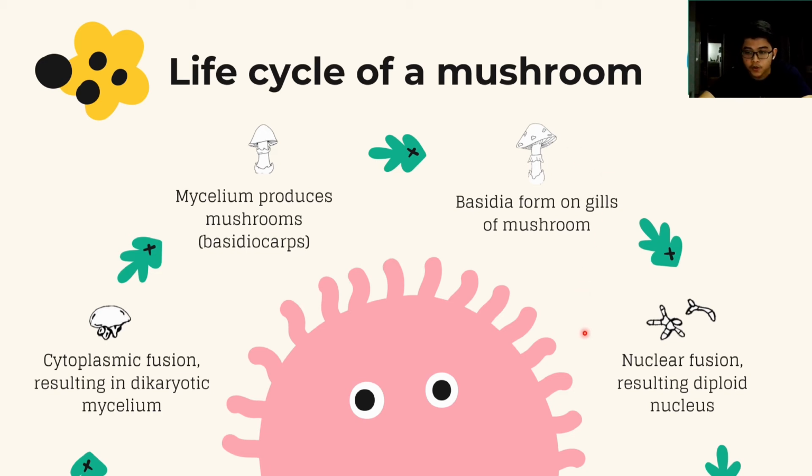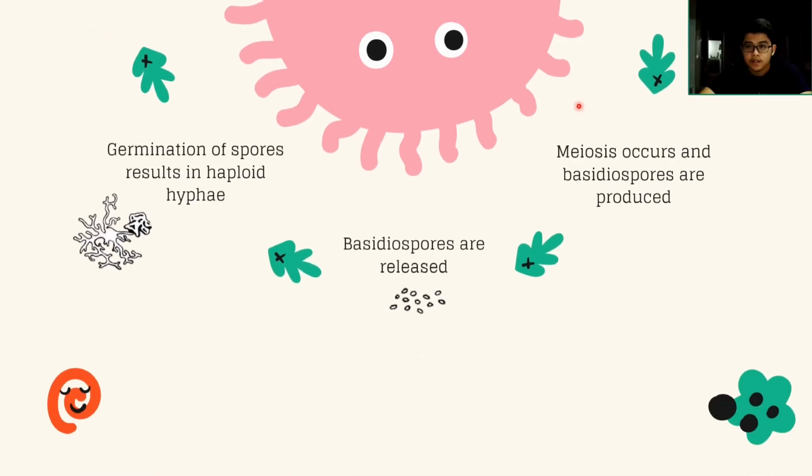And then nuclear fusion occurs, resulting in a diploid nucleus. And then meiosis occurs and basidiospores are produced. These basidiospores are released by the wind, and then these basidiospores germinate, resulting in haploid hyphae. And there will be two haploid hyphae fusing and continuing the cycle of a mushroom.